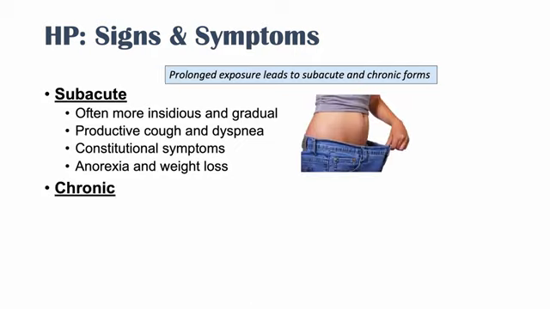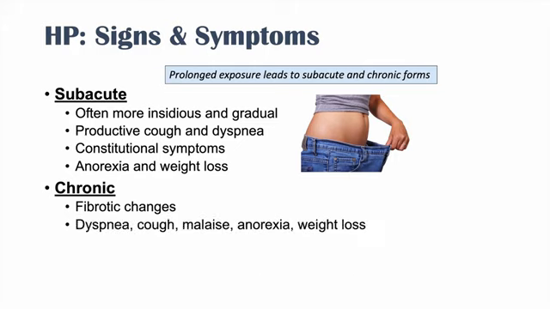And then if this is not dealt with appropriately, if they continue to have exposure to the particular trigger or antigen, whether that be a hot tub, bird droppings, or moldy hay, it can lead to a chronic stage of hypersensitivity pneumonitis. This is where we start to see fibrotic changes. So the lung begins to become scarred.